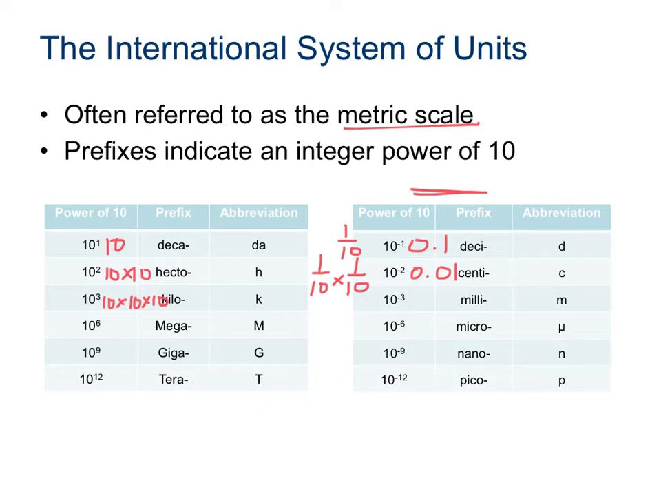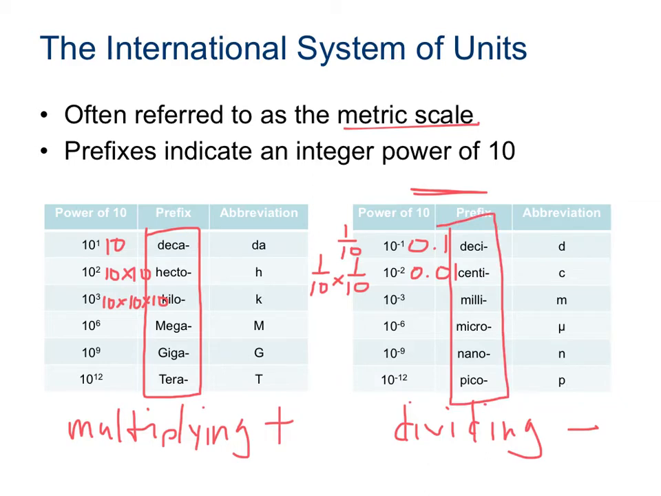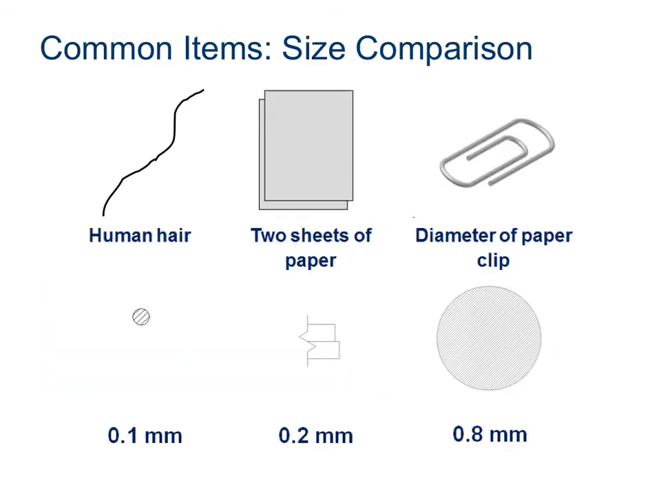Okay, so basically on this side, you're multiplying, and on the other side, you are dividing. So this is getting bigger, and this is getting smaller. Really what you need to know are these prefixes and what they mean. This is just showing you common size comparisons, the difference between 1/10 of a millimeter as opposed to 8/10 of a millimeter. You can see as the number gets larger, obviously the diameter is going to be larger.